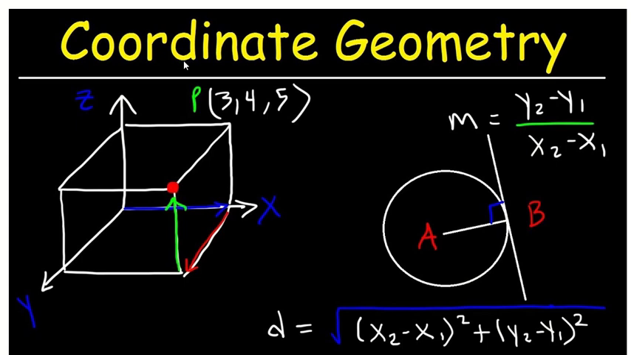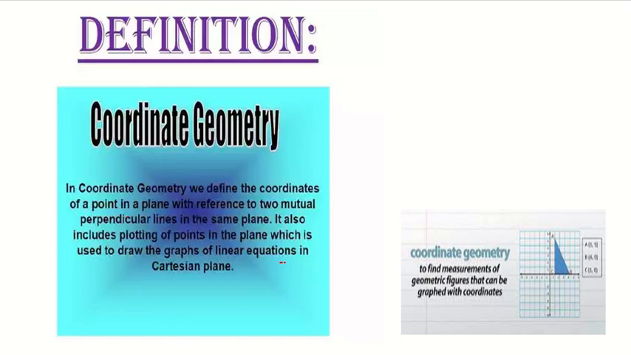Today we are going to discuss coordinate geometry. Let us know what is coordinate geometry. In coordinate geometry, we define the coordinates of a point in a plane with reference to two mutually perpendicular lines in the same plane. It also includes plotting of points in the plane, which is used to draw the graph of a linear equation in the Cartesian plane.